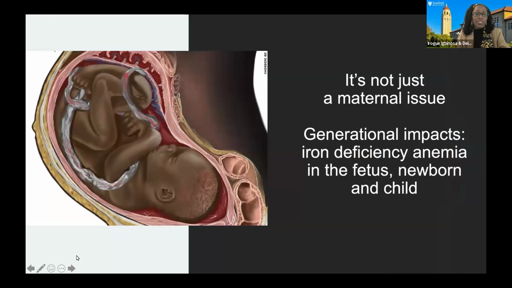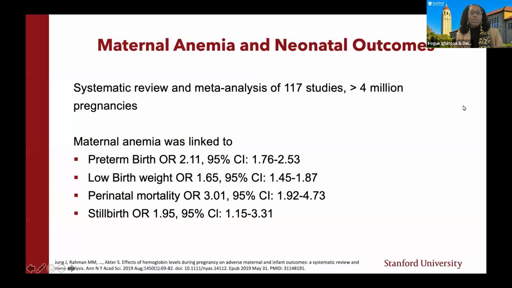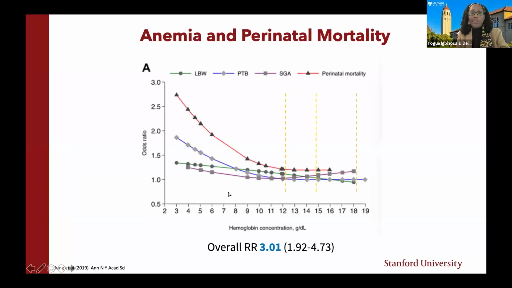And then we also want to highlight that it's not just a maternal issue, it has generational impacts. It affects iron deficiency in the fetus, the newborn, and the child. And so in a review of over 117 studies and 4 million pregnancies, we saw that maternal anemia was linked to preterm birth, low birth weight, perinatal mortality, and stillbirth. And then in this diagram here, it correlates those risks with the hemoglobin. So you can see here at the bottom is the hemoglobin.